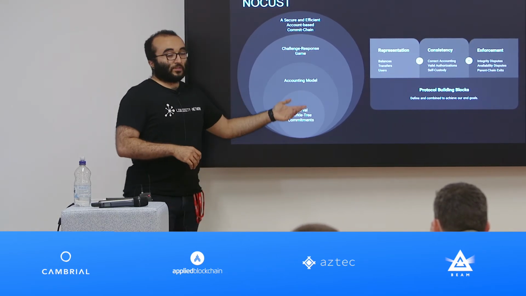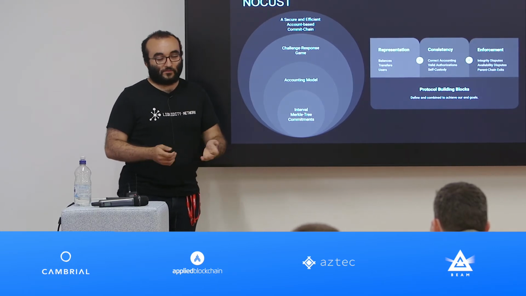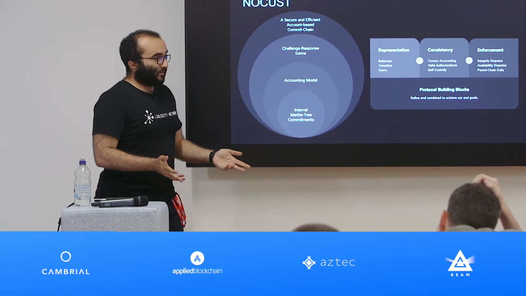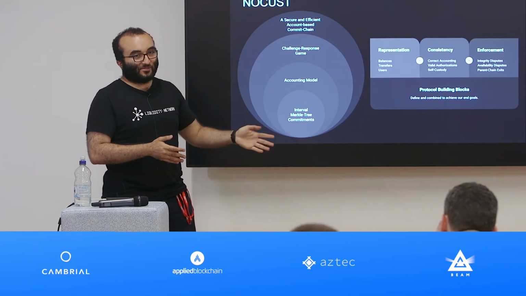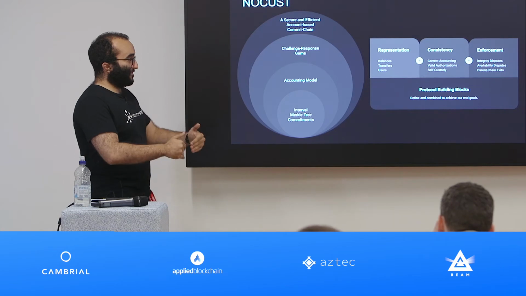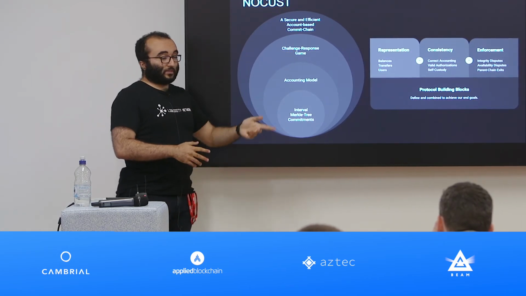And then you have the accounting model. In Plasma, you have coins that are spent. You have a UTXO ledger, basically. Here you have, ironically, an Ethereum ledger. So in Plasma, you have a Bitcoin ledger. In NOCUST, you have an Ethereum ledger inside Ethereum. So you only have accounts and their balances. And this component is completely different.